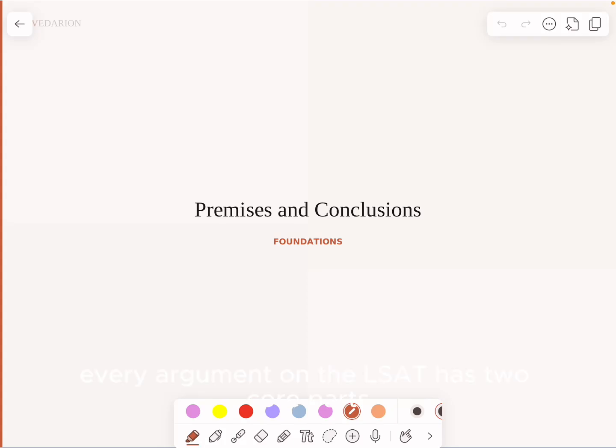Every argument on the LSAT has two core parts, a conclusion and the premises that support it. Once you can spot them, everything else on this test gets easier. Let me show you how.